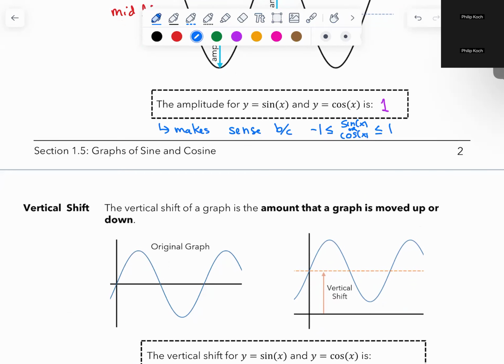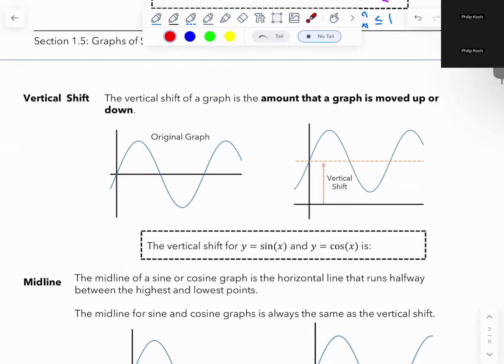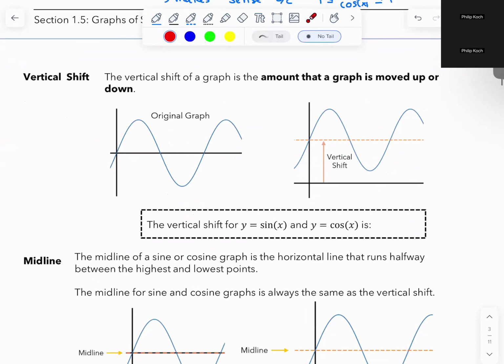The next thing, and we've already seen these before, is vertical shifts. You can shift a graph up or down. This was the original graph of sine, because it starts at the origin and then goes up and down, and up and down. A vertical shift would just move it up or move it down. This one's moving it up, but it could also be moving it down. With sine and cosine, there is no vertical shift. The vertical shift for y equals sine and cosine is exactly 0.